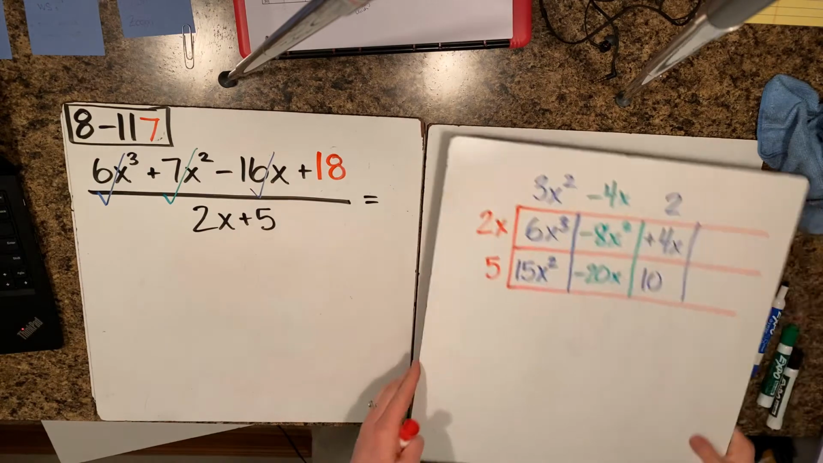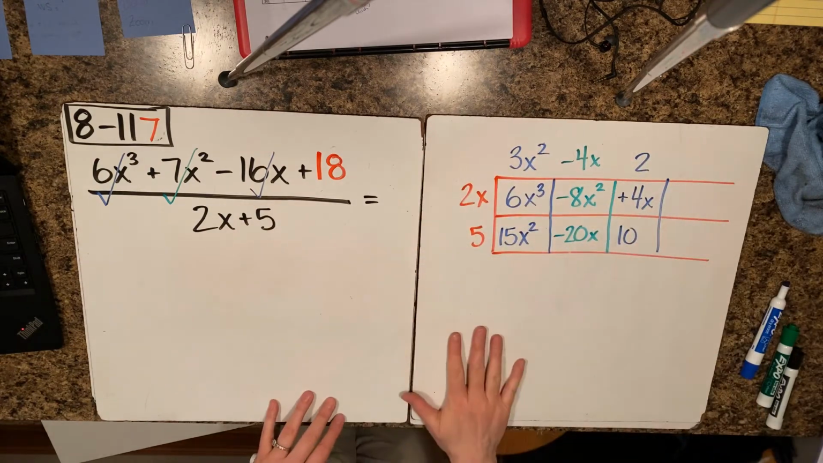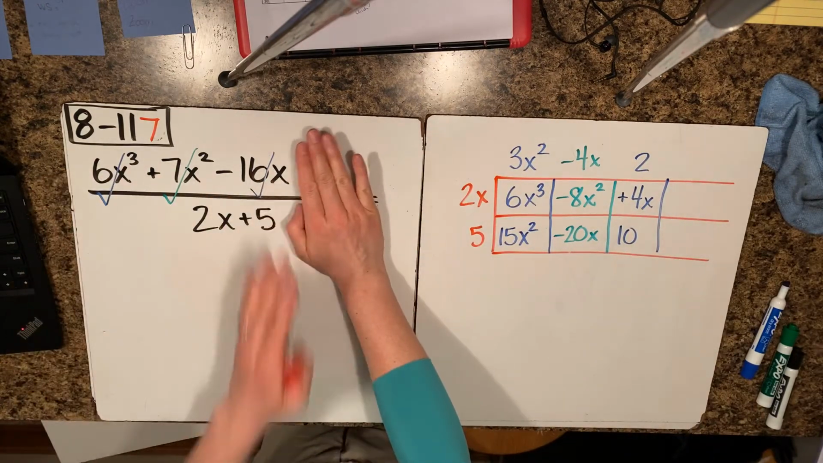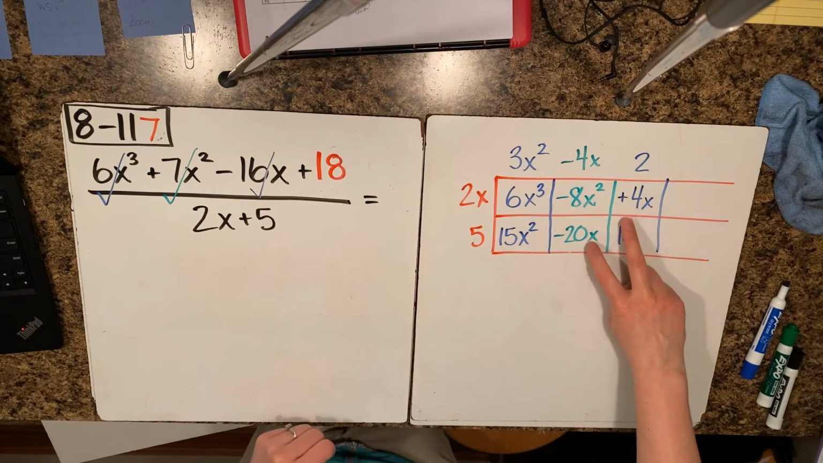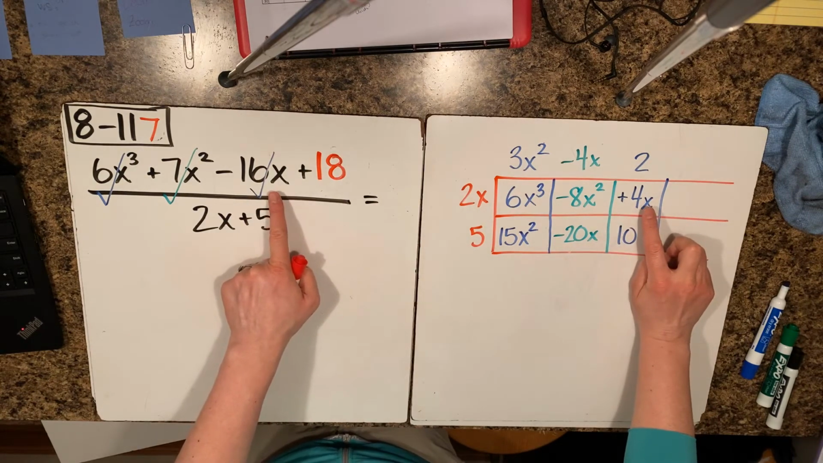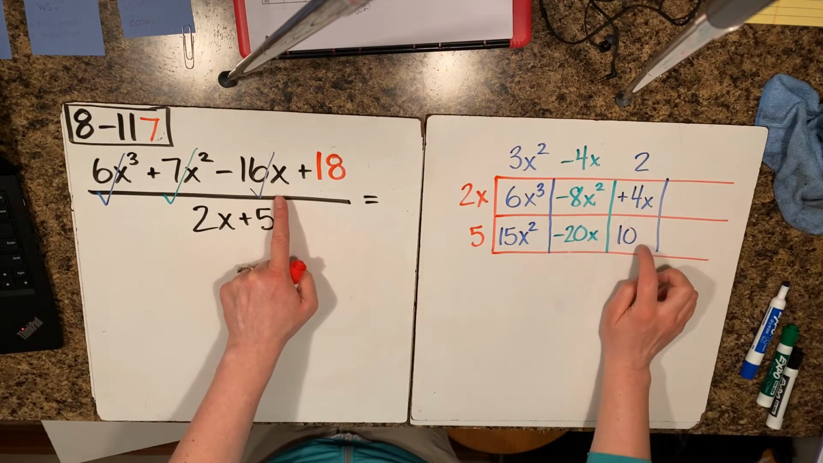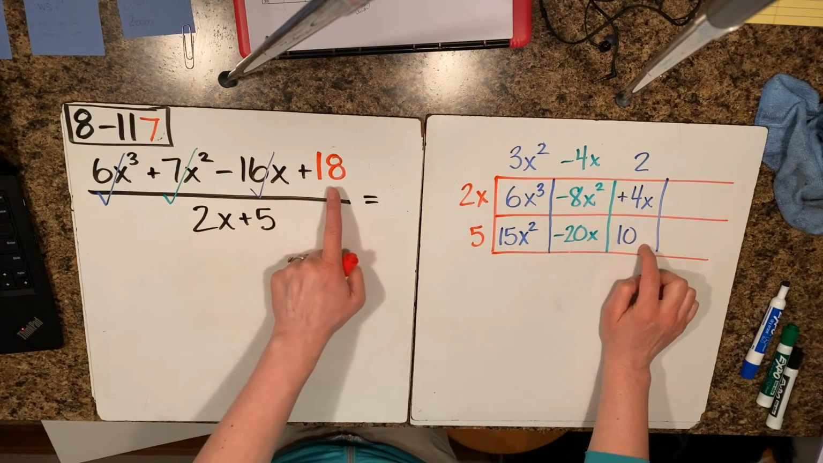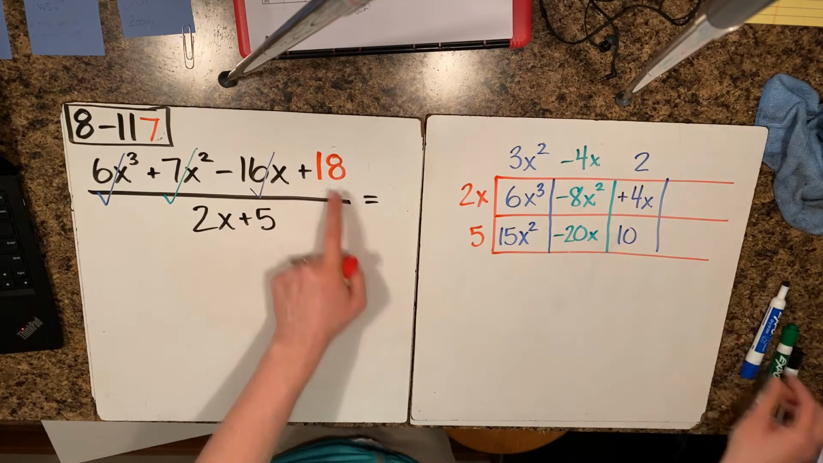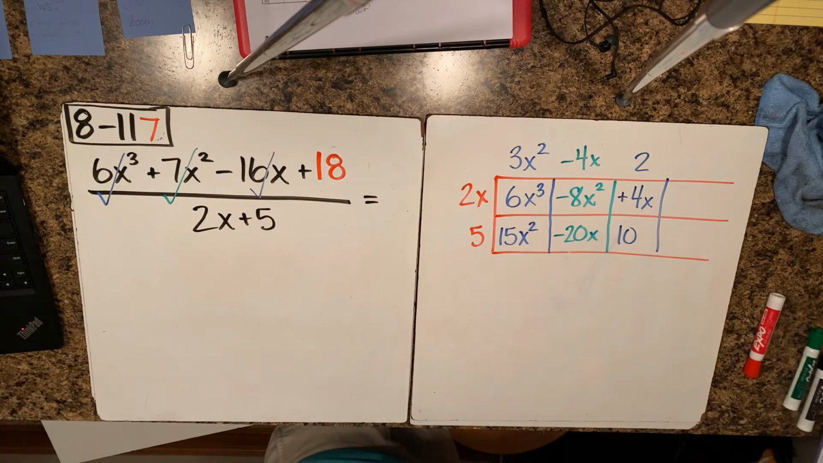So what happens? It's the exact same process that we've just done. Everything's the same up to this point. We still have negative 16x here. We still get 2. We still get 10. But it's not supposed to be 10. It's supposed to be 18. So 10 plus what makes 18?